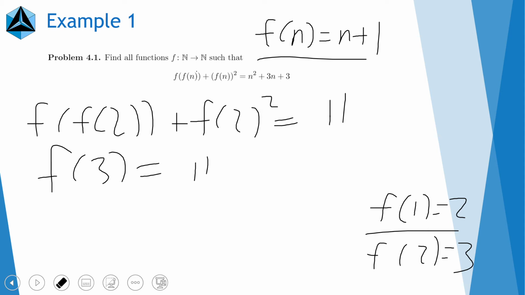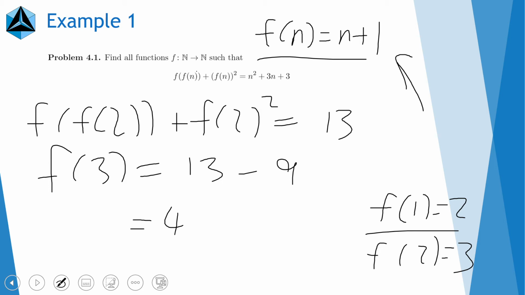Actually, no, that's not 11. That should be 13. Silly me. This just becomes 13 minus f of 2 squared, which is 9. So this becomes 4. Now we have f of 3 is equal to 4. It's now very convincing that this is our only solution, or if it was not already convincing.